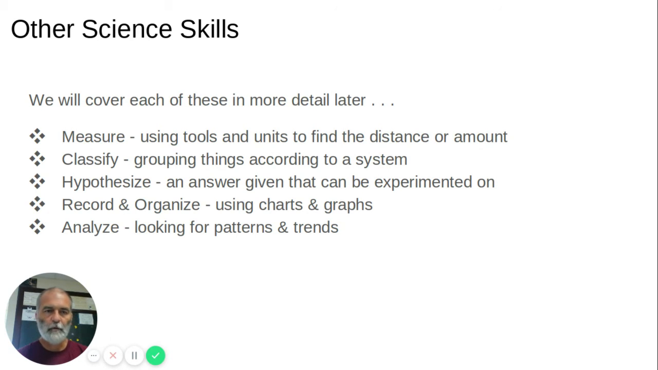Now, these last 5 science skills, we're not going to talk about too much today because each one of those are topics that we're going to go a little bit deeper in as we go through the rest of this unit. We're going to spend some time with measuring, showing about the units and the tools. We're going to talk more about classification and how living things are classified in groups. We're going to look at hypothesize.